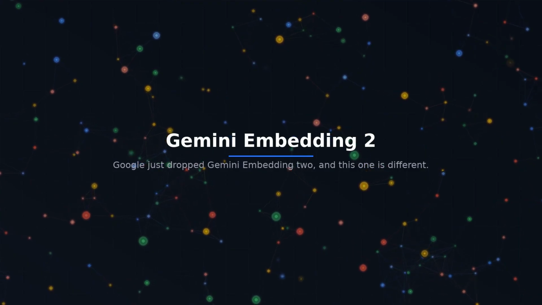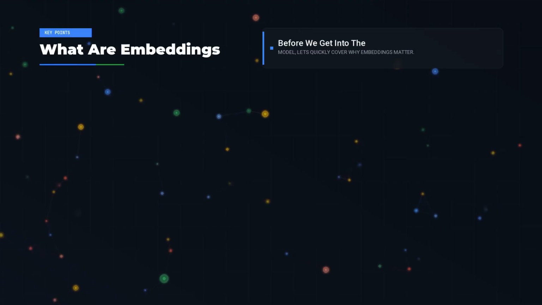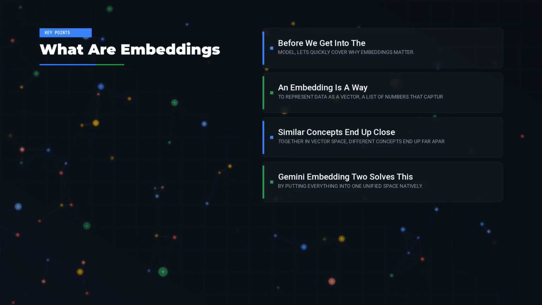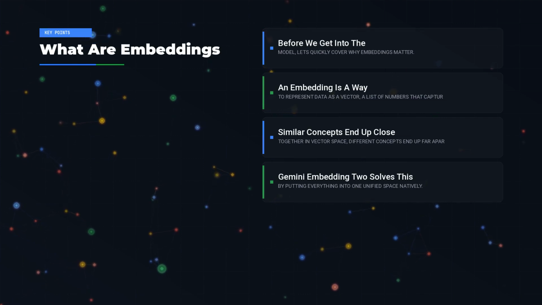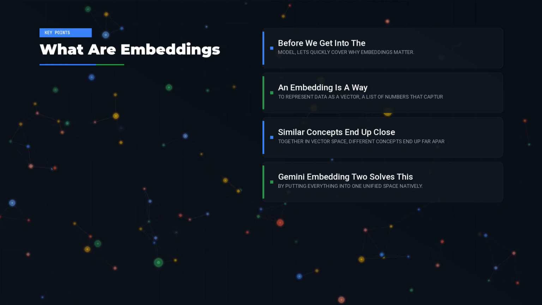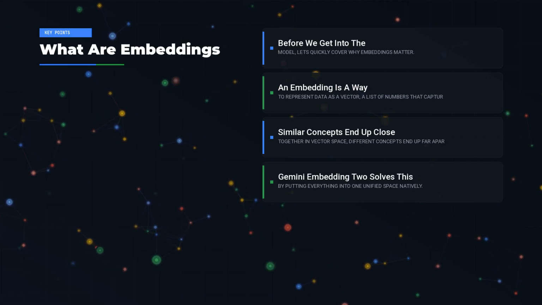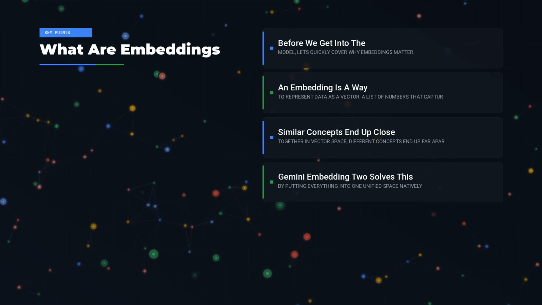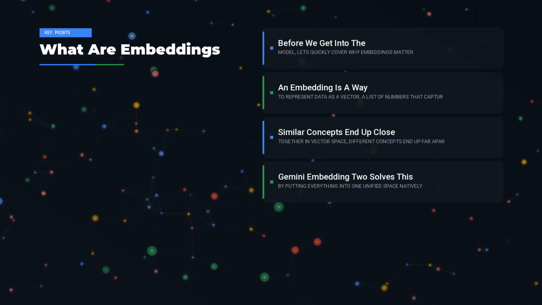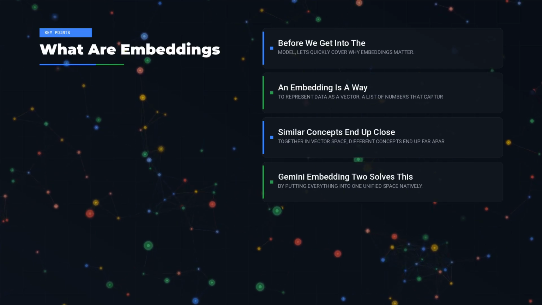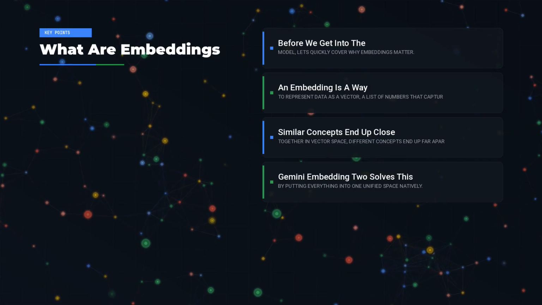Let's break down why this matters. Before we get into the model, let's quickly cover why embeddings matter. An embedding is a way to represent data as a vector, a list of numbers that captures semantic meaning. Similar concepts end up close together in vector space. Different concepts end up far apart. This is the foundation of semantic search, recommendation systems, retrieval-augmented generation, and basically any AI system that needs to understand what content actually means rather than just matching keywords.